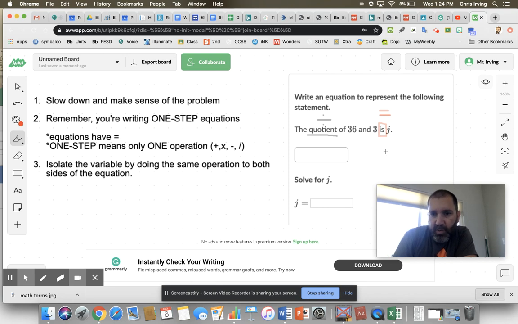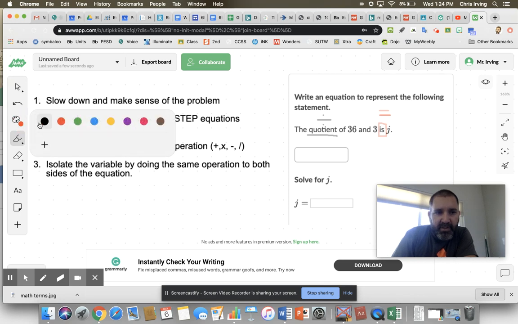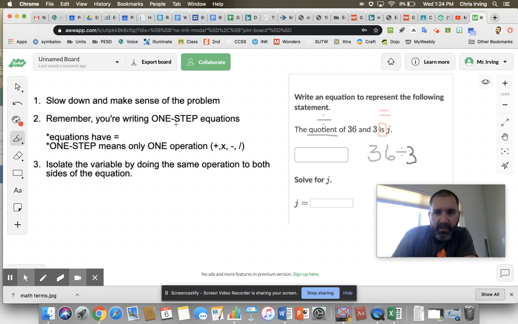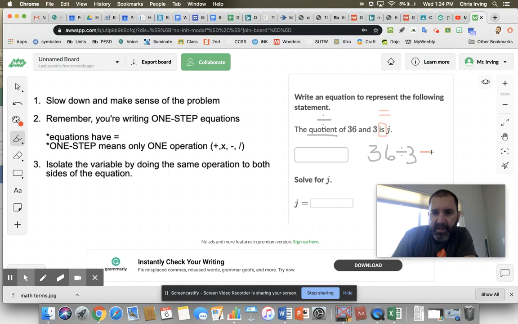Okay? So really, if you take a look at what's going on here, the equation is kind of already written for you in this simple one. Basically, what we're looking at over here on the left-hand side is the quotient of 36 and 3. So what we can say is 36 divided by, there's that division again, 3. And then, of course, there's the word "is." Well, I just got done telling you that "is" is kind of the same thing as equals.